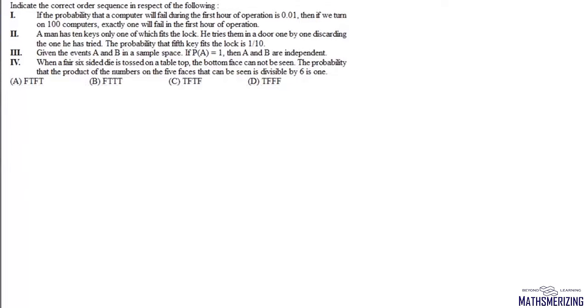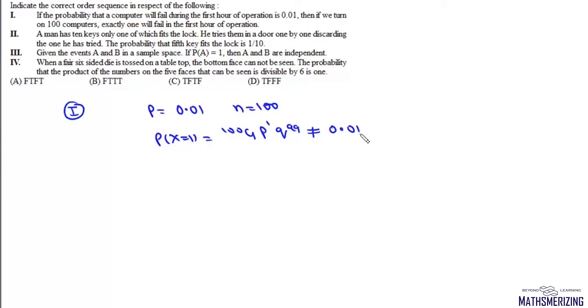Now here the question is, indicate the correct order sequence in respect of the following. Now the first one is, if the probability that a computer will fail during the first hour of operation is 0.01, then if we turn on 100 computers, exactly one will fail in the first hour of operation. Now we are given that the value of P is 0.01, the value of n is 100. Now P(x=1) is given by 100C1, p to the power 1 and q to the power 99, and it is not equal to 0.01. So that means this first one is false.